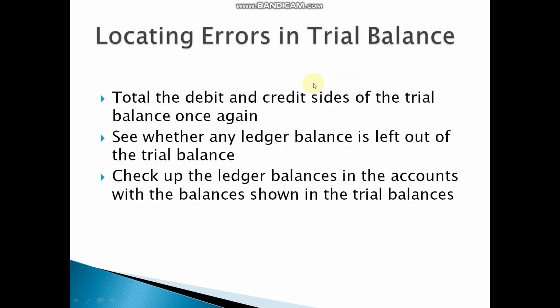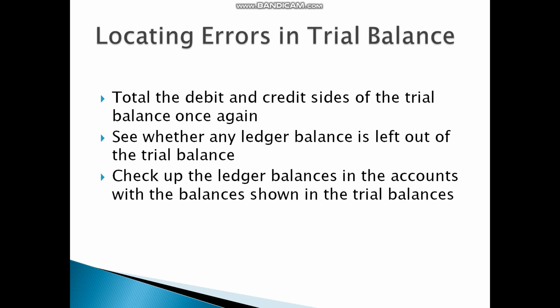And then the next one: how can we find out, that is, locate, the errors in the trial balance? If we have any errors in the trial balance, how can we find out the errors? First one, the total debit and credit side of the trial balance. If any debit or credit balance is entered twice, then we may check. So first, we have to take the total debit side of the trial balance and the total credit side of the trial balance. If they do not tally, then we have to check where the mistake happened.